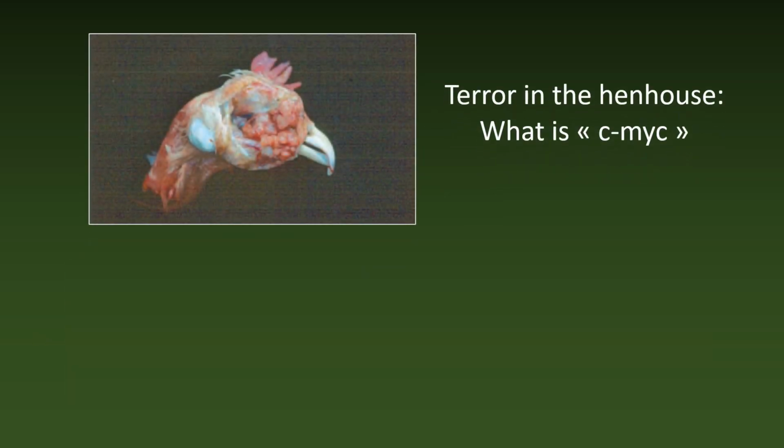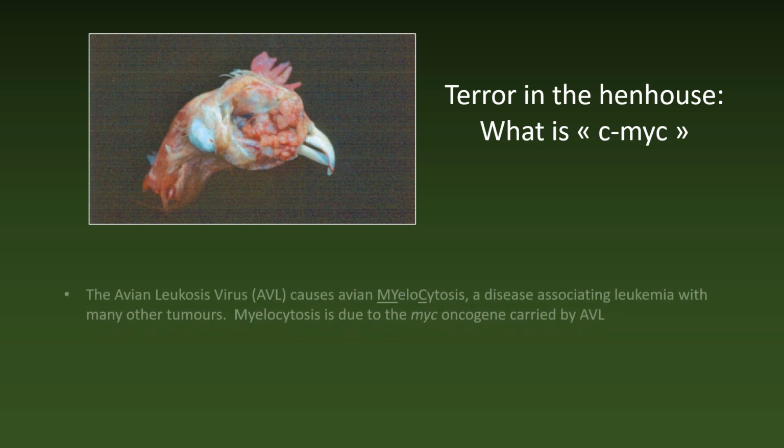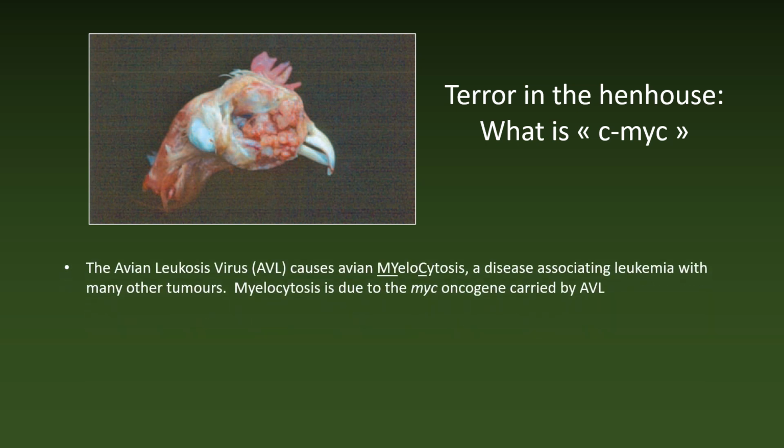What is c-MYC, and what does it do? The avian leukosis virus, ALV, causes avian myelocytomatosis, a disease associating leukemia with many other tumors. Myelocytomatosis is due to the MYC oncogene carried by ALV.